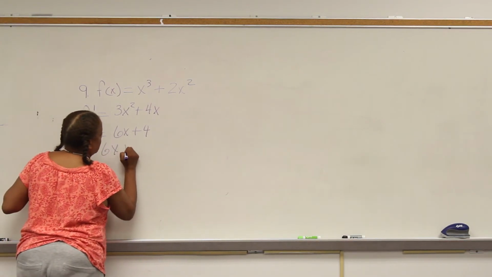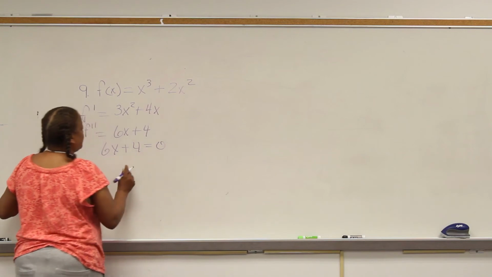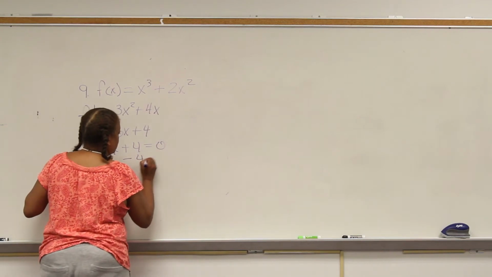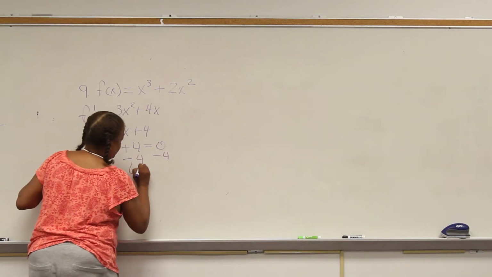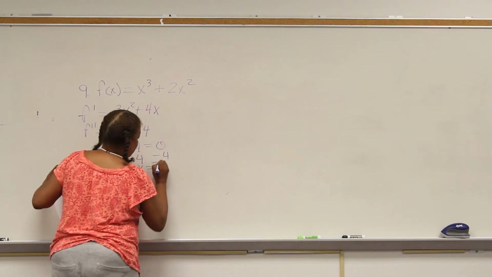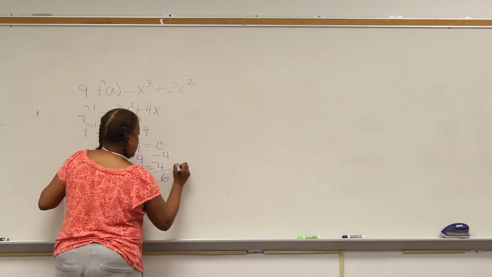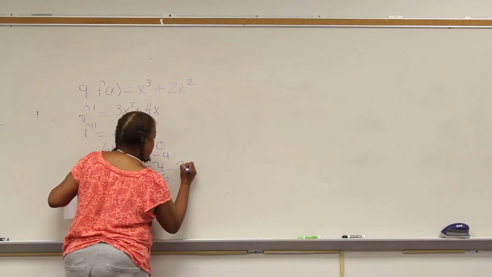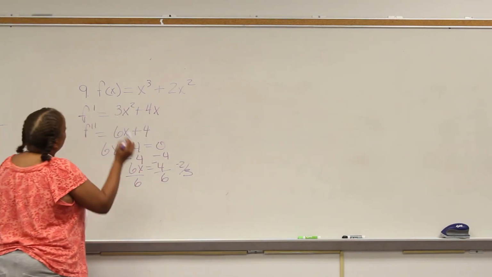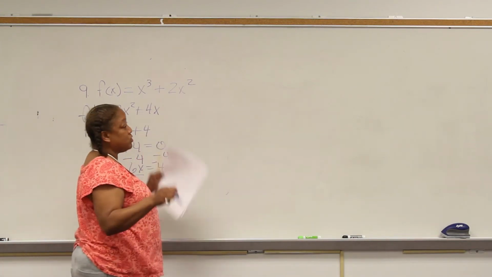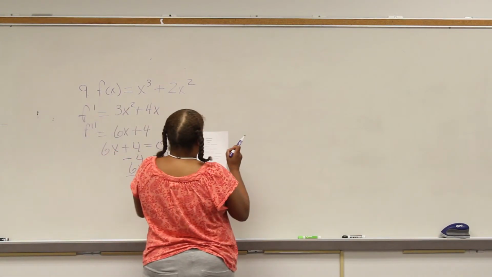So, 6x plus 4 equals 0, you subtract 4 and you're going to divide by 6, and then you're going to simplify, so it's negative 2/3. Okay, we weren't given a domain, so your domain is all real numbers.